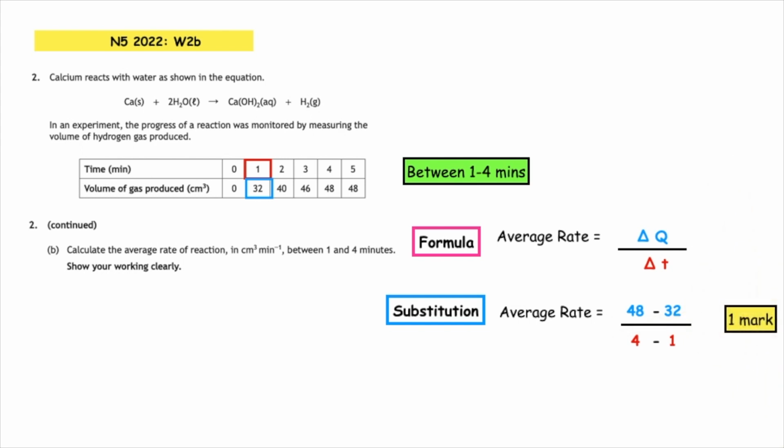This substitution gets you 1 mark. We then do our takeaway, which will give us 16 over 3, and when we put that into the calculator, that gives us 5.33.